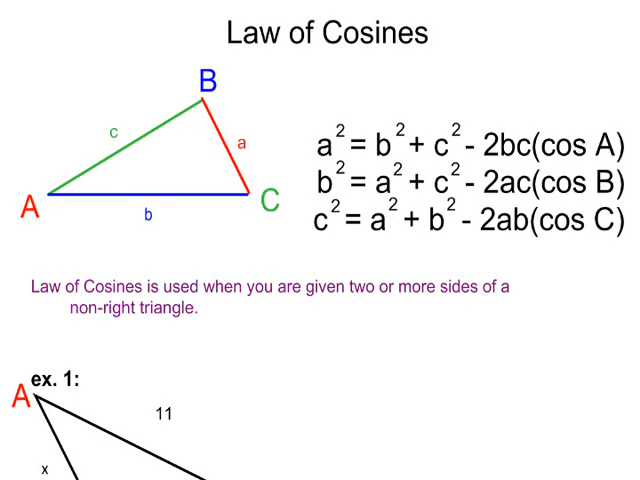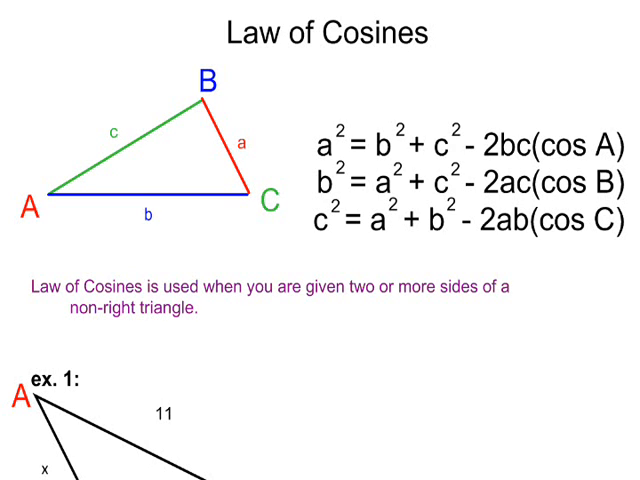The law of cosines will be discussed in today's video, and is very similar to the law of sines in that we can use it to help us find missing sides and angles of non-right triangles. It's a little bit different because we have equations that we'll be working with instead of proportions.